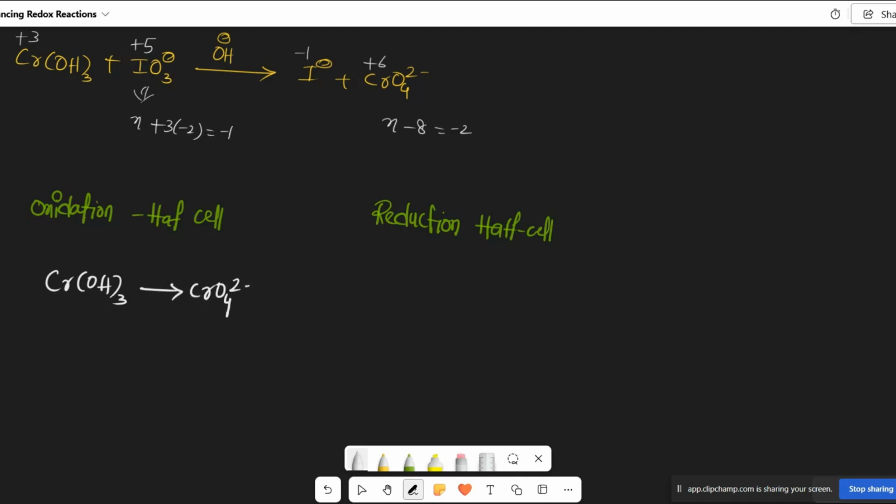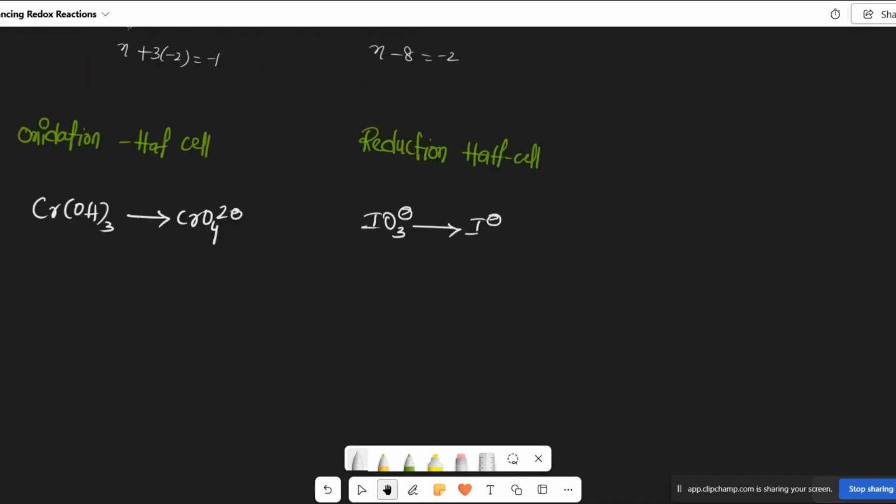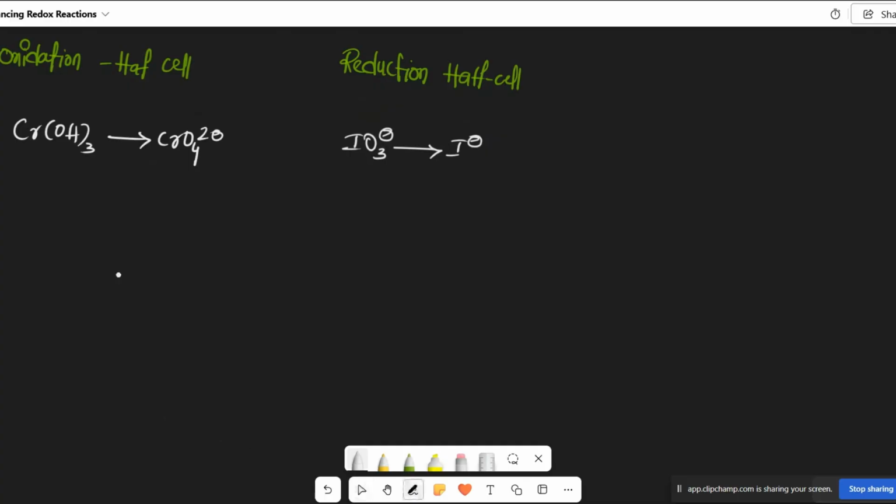Here iodine goes from plus 5 to minus 1, so the oxidation state is getting reduced, or you can say we are adding electrons. So it is going from IO3 negative to I negative. Let's solve it. First, you balance everything other than oxygen and hydrogen. Chromium is 1 on both sides, so you don't need to bother about that.